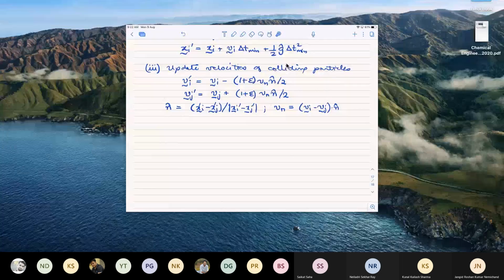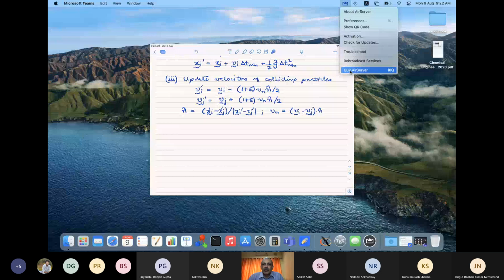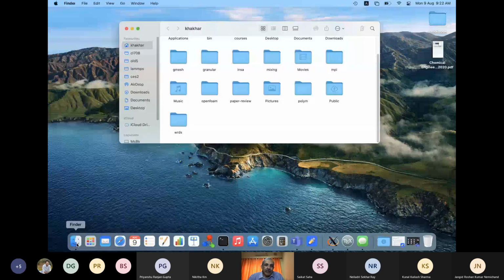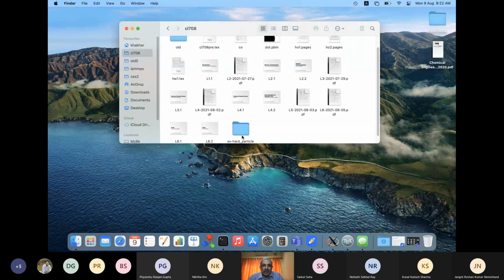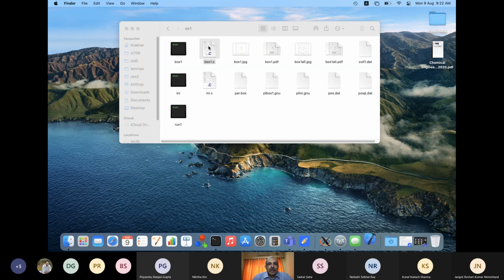So this is a really simple algorithm. And what I would like to show you is that it's really easy to write a short program to do this. So this is our program.